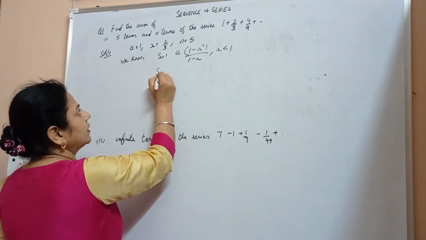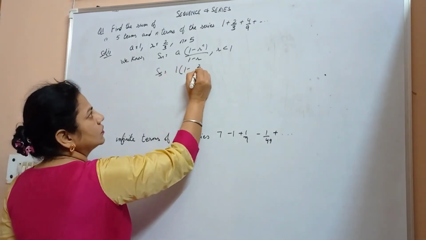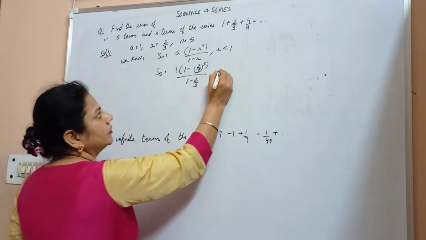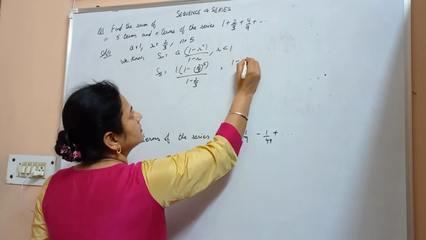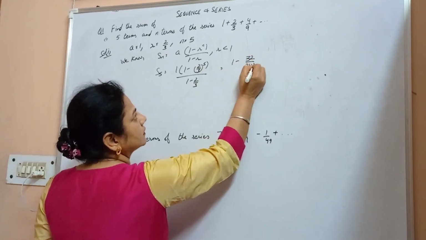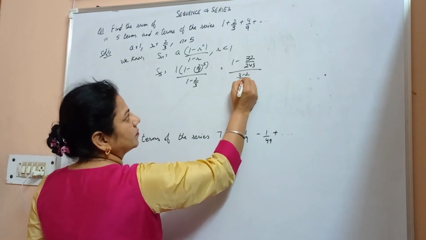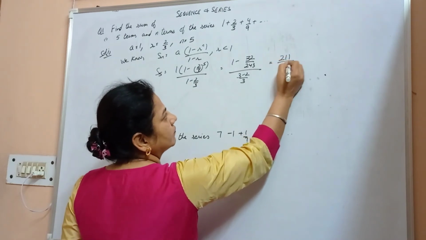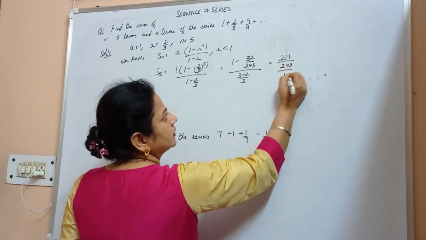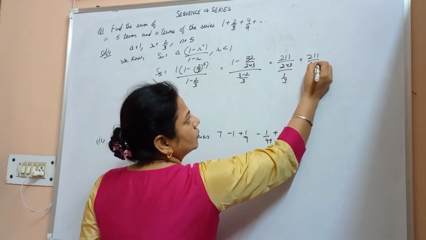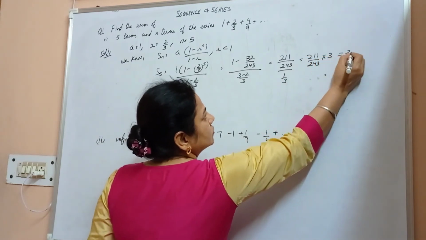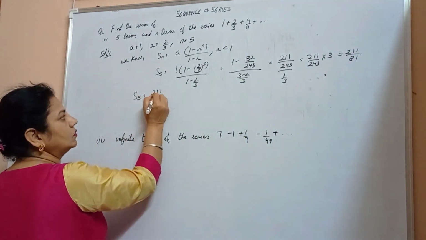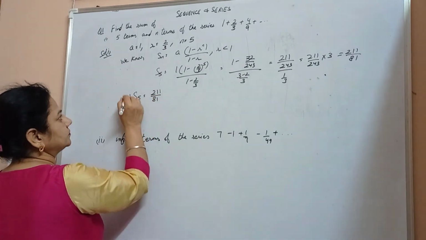Substitute the values. S5 is equal to 1 minus (2 by 3) whole to the power 5, upon 1 minus 2 by 3. On solving, we get (1 minus 32 upon 243) divided by (3 minus 2) upon 3. Take the LCM. On solving, we get 211 upon 243 divided by 1 by 3, which is equal to 211 upon 243 into 3. So the result is 211 by 81. So the sum of 5 terms is given as 211 upon 81.